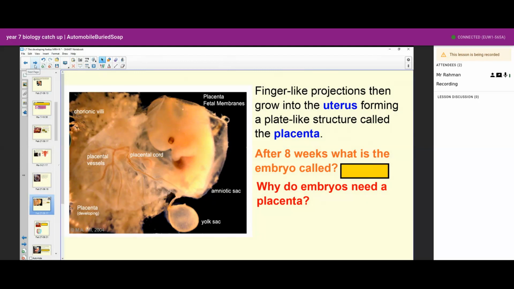What do you think the placenta might be for? Any ideas why an embryo might need a placenta? What does it need that gets transferred through the placenta? An embryo, just like human beings, needs food and nutrients to survive. That happens by the placenta. The nutrients and food travel through the placenta vessels, and then through the placenta cord into the embryo.